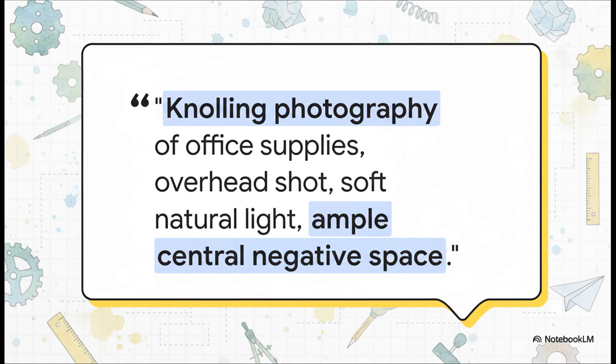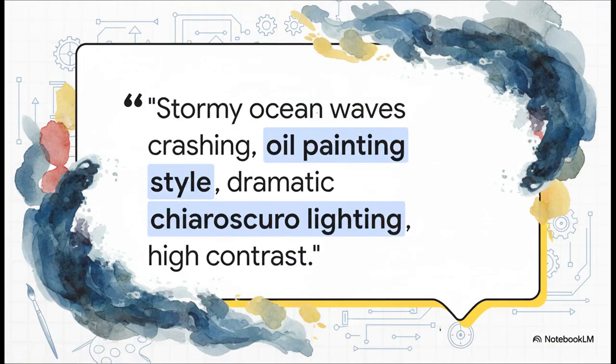But what if you want something more creative, more tactile? This workshop prompt uses terms like knolling photography and soft, natural window light to get a completely different vibe. But look what's still there: ample central negative space. It just goes to show how incredibly versatile this formula is. And you can even go for a big emotional impact. This prompt uses these powerful words like oil painting style, thick impasto brushstrokes, and my personal favorite, dramatic chiaroscuro lighting to create a really evocative scene. It just proves you can dial in literally any mood you can imagine.